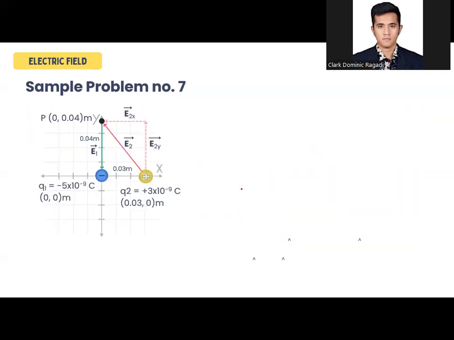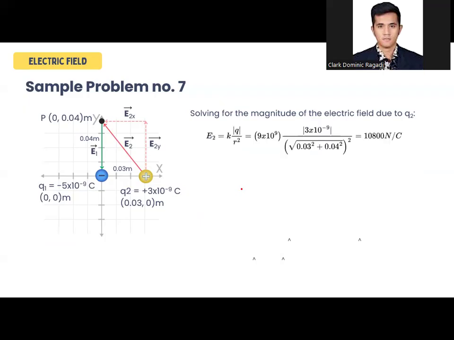Next, let's consider E2, or charge 2. To solve for it, let's start by solving the magnitude of the electric field due to Q2. So we can use the formula and then proceed to plugging in the inputs. Again, this one is just the Pythagorean theorem, since we can see here that the distance x is 0.03 and the distance y is 0.04 between the point and our charge Q2. So that would result in 10,800 newtons per coulomb magnitude for the electric field due to Q2.